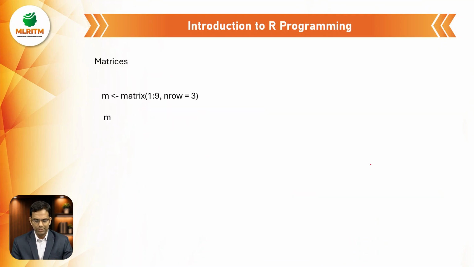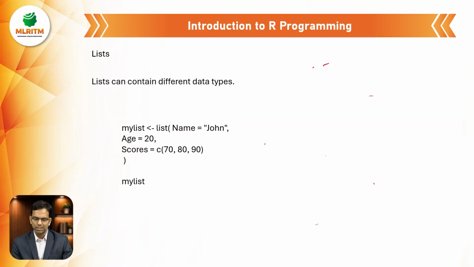So these four are the data types and their operations: vector, matrices, data frames, and list. These four are the advanced forms of the data types in R programming. Clear? So I hope you understood. This is about today's session. Thank you.